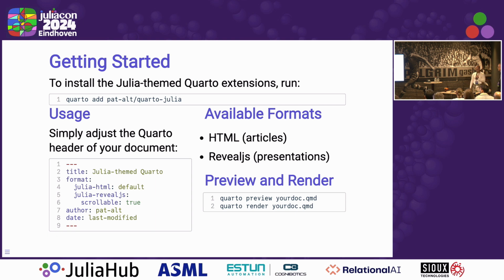Everything is installed just straight from the command line into your existing project. And then to use those extensions, you just define those options in the YAML header. The YAML header just specifies essentially the configuration for your current Quarto document. We have added theming for HTML documents, so HTML articles, as well as Reveal.js presentations, which is what you're looking at right now. And then there are very simple Quarto commands for previewing your documents when you're working on them and also ultimately rendering them.